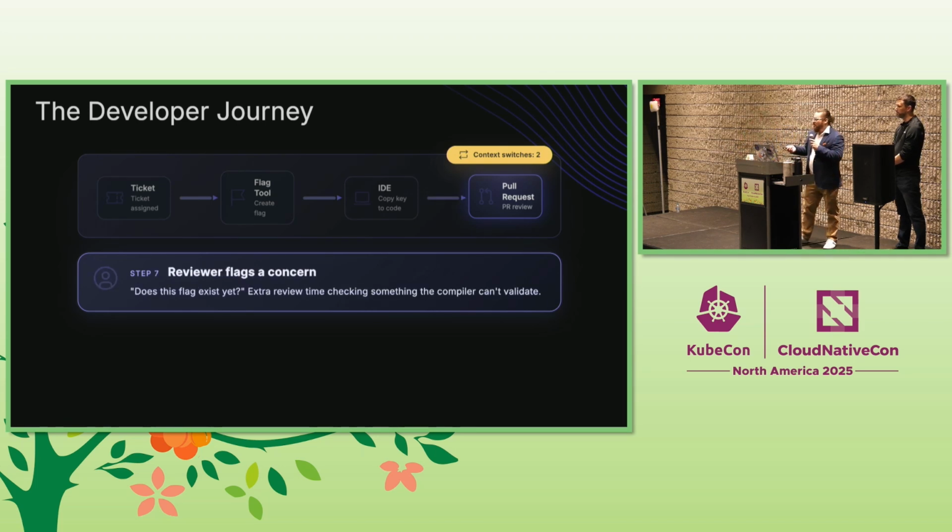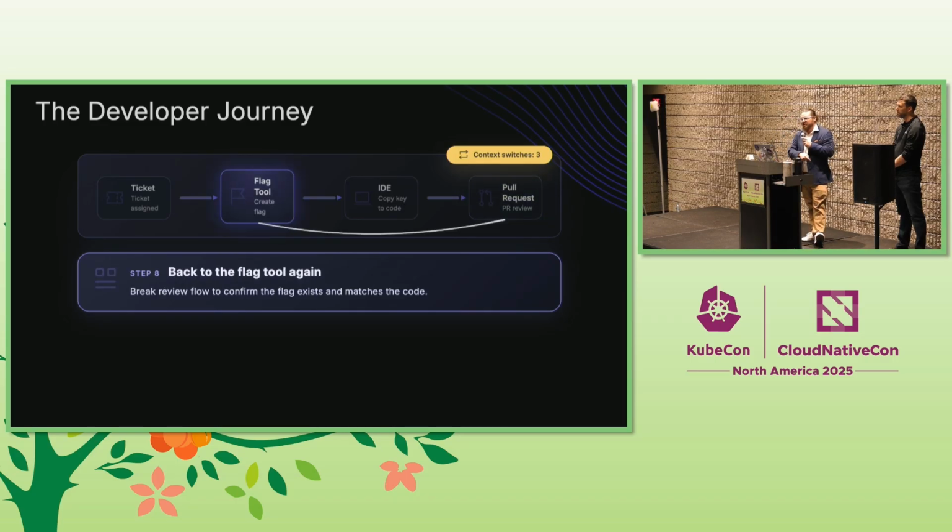And the reviewer, very astute reviewer, notices that you introduced a new feature flag. He or she is concerned that you might have a flag that doesn't exist. So they ask you, what do? Context switch again. You go back to the flag provider and verify that that flag exists and is promoted to the right environments. It's a lot of thrashing going on here, and that's what we aim to solve.